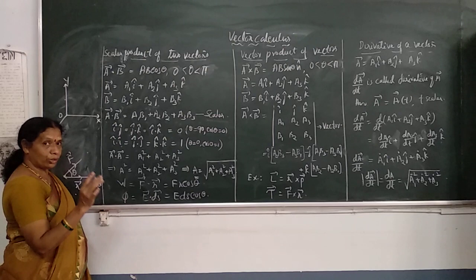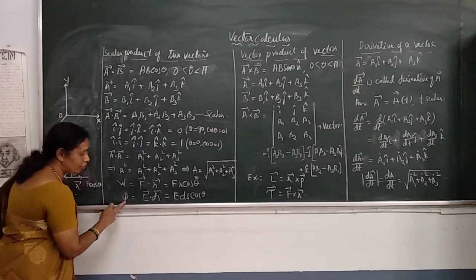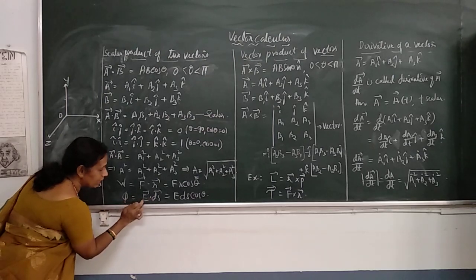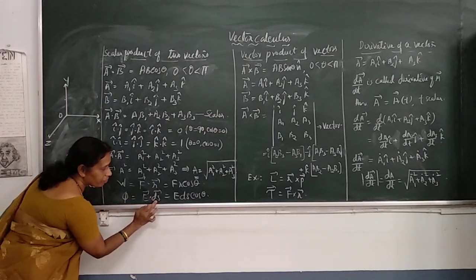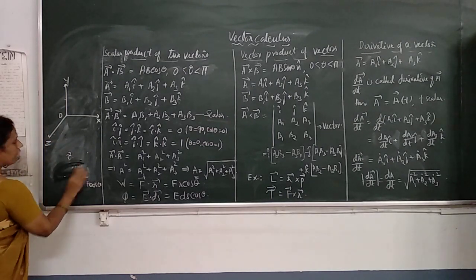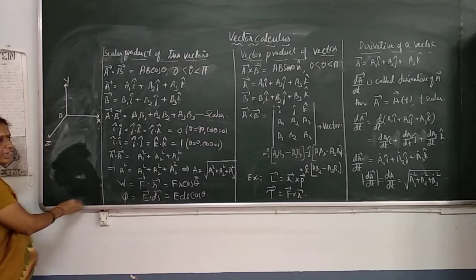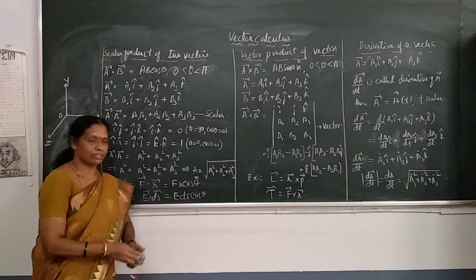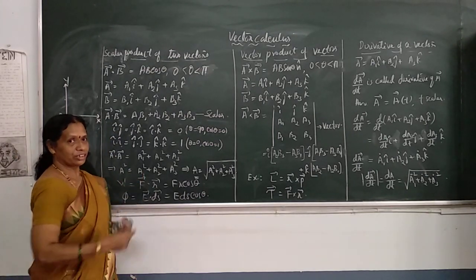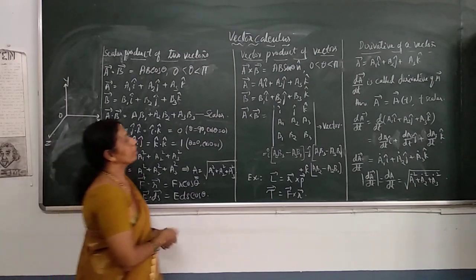Work is a scalar, you know it already. Similarly, electric flux is also a scalar. It is defined as the dot product of electric intensity and area. It is E dS cos theta, a scalar. This is about the scalar product of two vectors. Scalar product is always a scalar. You have studied these things in your PUC, just refreshing them, that's all. Nothing special here, you know these things already.